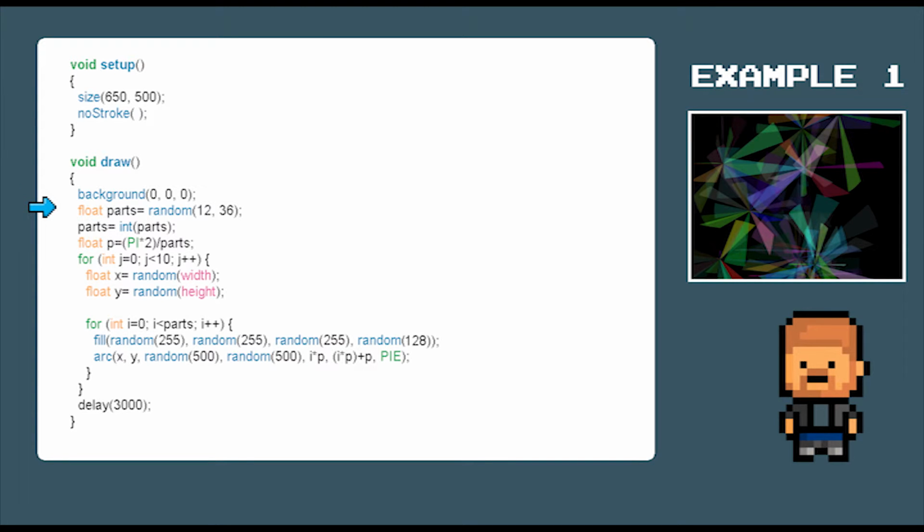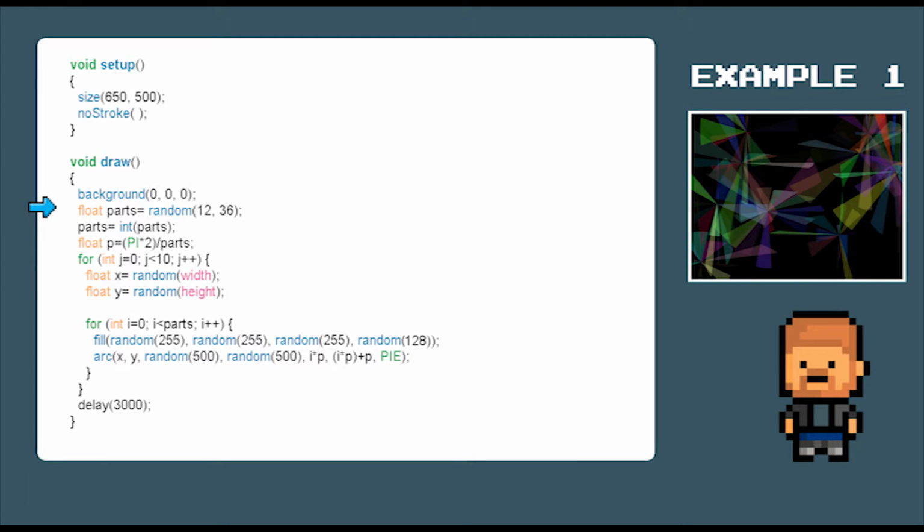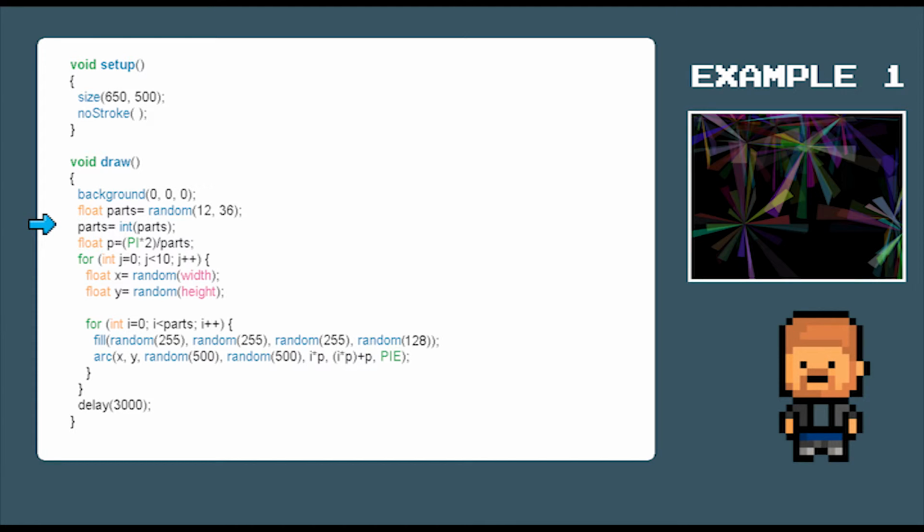Now we are going to randomize just how many parts or petals our flower has. So we create float parts equal random(12, 36). This will create flowers with 12 to 36 petals. The next command turns the variable into an integer with parts equal int(parts). We now divide a whole circle into equal parts using float p equals PI times 2 divided by parts.